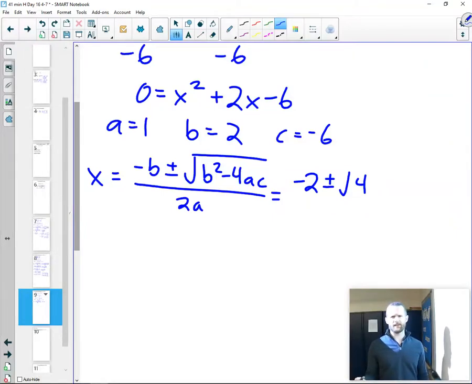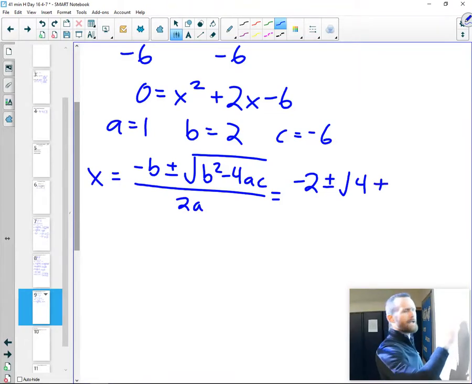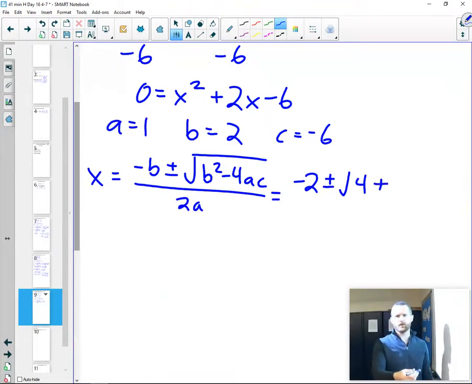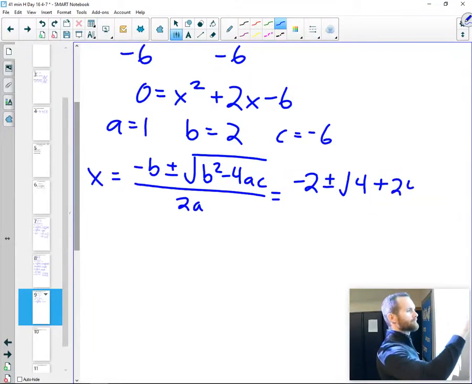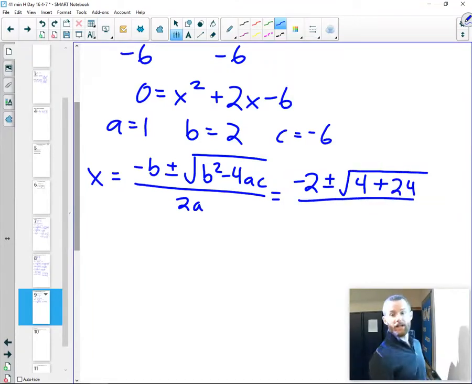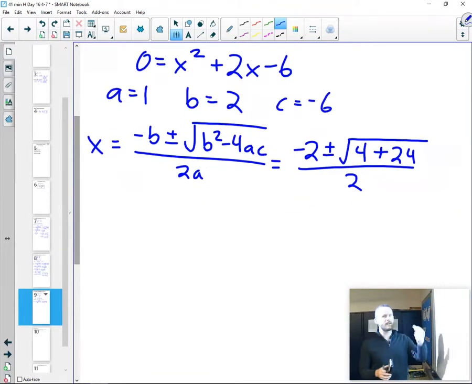The first thing I worry about is the sign. Negative times negative will make it a positive. Then it's just 4 times 1 is 4. 4 times 6 is 24. All divided by 2a. That's 2 times 1, so I'm just going to write 2. So just by skipping some steps as you're simplifying, or as you're substituting, you can make these a lot faster. Let's see what we can do next.